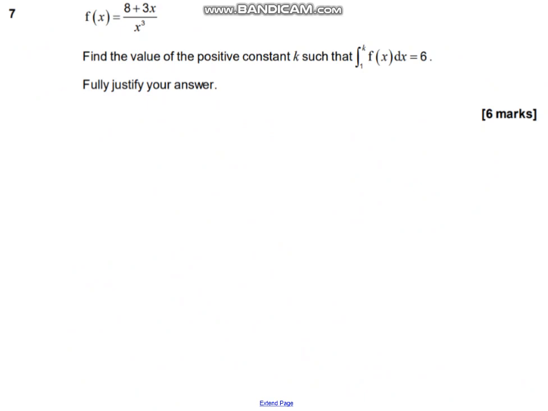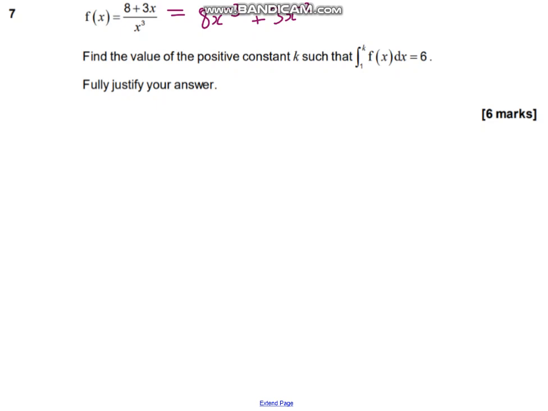Okay, so f of x is equal to this. Find the value of the positive constant k such that the integral from 1 to k of f of x dx is equal to 6. Fully justify your answer. Okay, so first off we need to tidy up this. So that's going to become 8x to the minus 3 plus 3x to the minus 2.